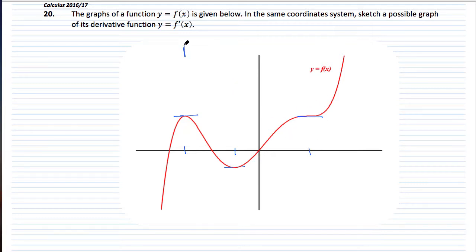So I'm going to go ahead and sketch some intervals at the top that will help me sketch my derivative. To the left of this 0, I see that all of these slopes are positive, right? So the slope is positive for this section.